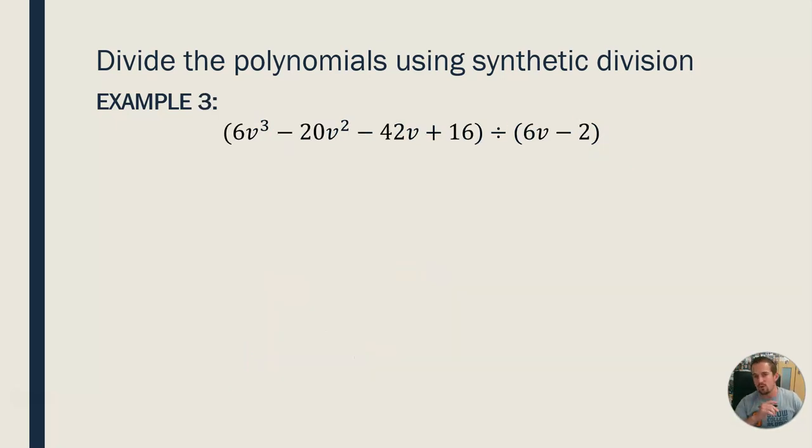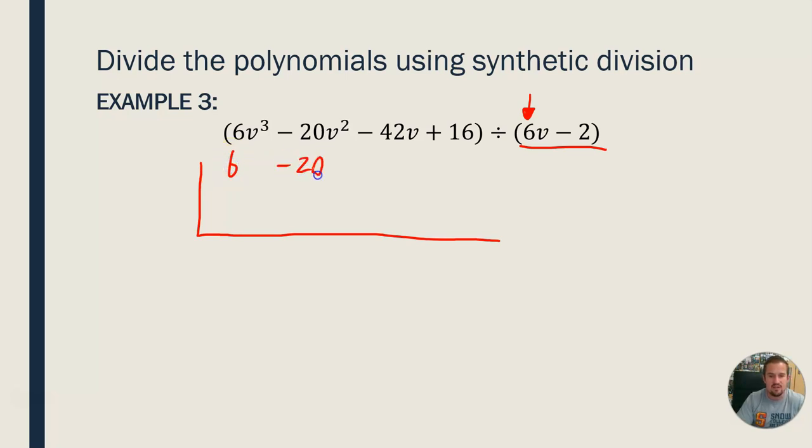Let's take a look at one more example. Notice any differences about this problem. Notice that this term that I'm dividing by, 6v minus 2, does indeed have a coefficient in front of the variable. This is a 6v minus 2 instead of just v minus 2. So I'm going to have to take some extra precautions here, okay? So let's write my synthetic division bar here. I'm going to write the coefficients on each of these terms. Okay, 6, negative 20, negative 42, and 16.